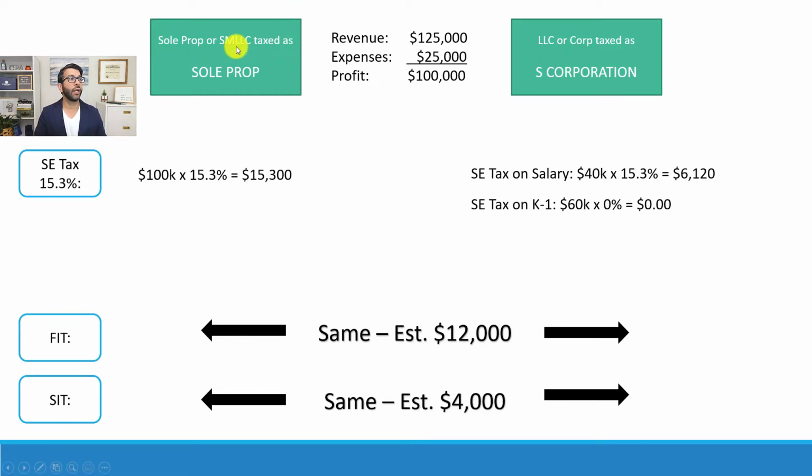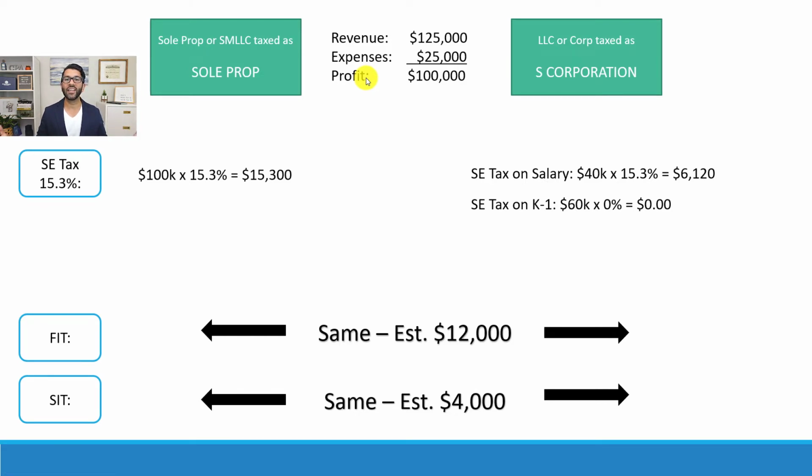So in this example, again, I want you to understand the language here. In this example over here on the left, you're a sole proprietor or a single member LLC that's using the default tax treatment. So you're being taxed as a sole proprietorship, right? And for the year, you had $125,000 of revenue in your business. You also had $25,000 of expenses, right? That gives us a nice round number of $100,000 in profit that you earned.